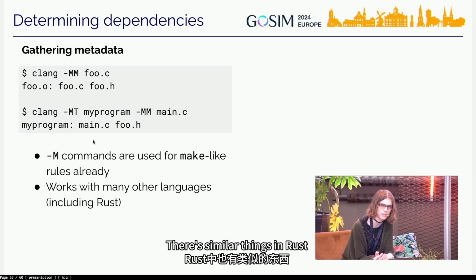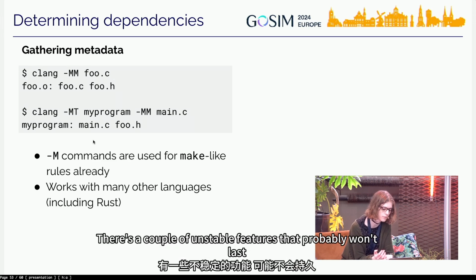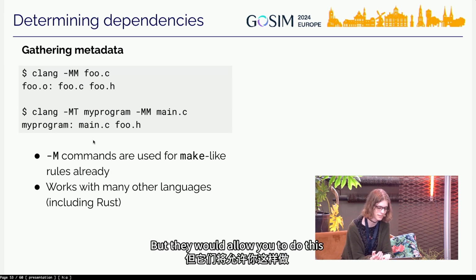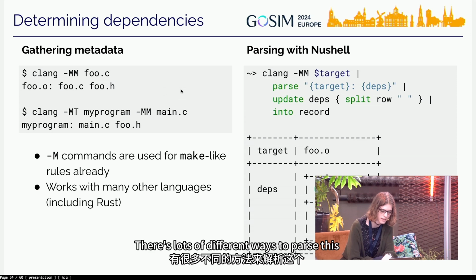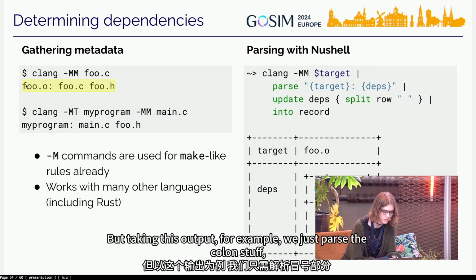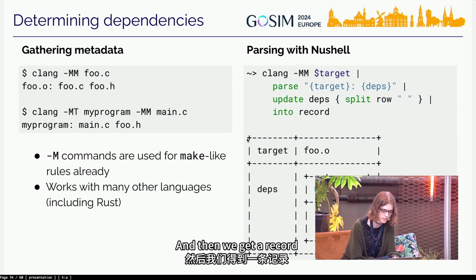There's similar things in Rust. I don't think cargo metadata quite does it. There's a couple unstable features that probably won't last, but they would allow you to do this. So we can actually parse this pretty easily with Nushell. There's lots of different ways to parse this. But taking this output, for example, we just parse the colon stuff, and then we split the rest by spaces. And then we get a record.